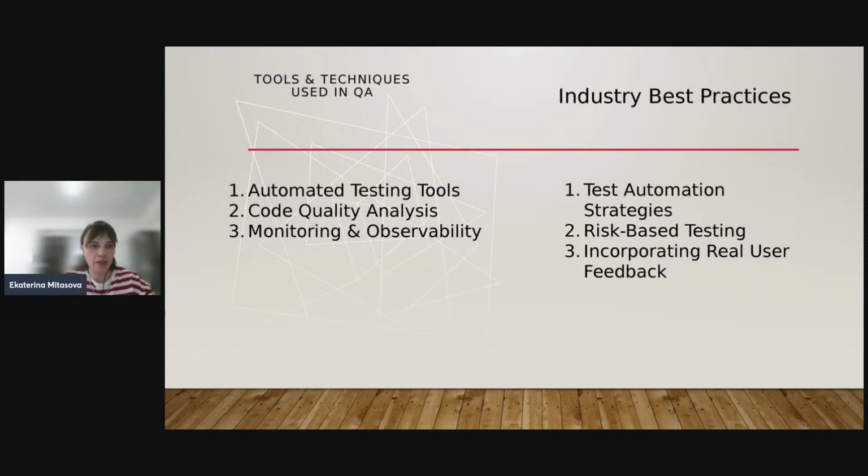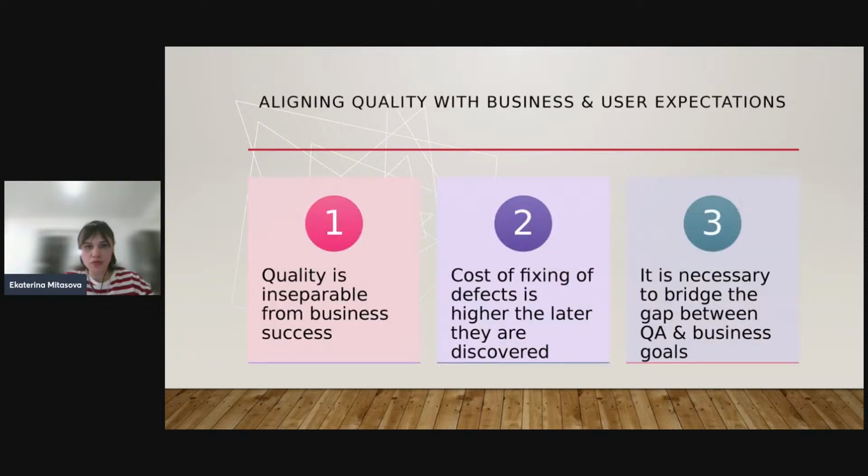And so now we are moving to this part, why it's important to align with business and user expectations. First of all, we know that quality is inseparable from business success. Poor quality has direct costs, and these costs increase the longer defects go unnoticed.